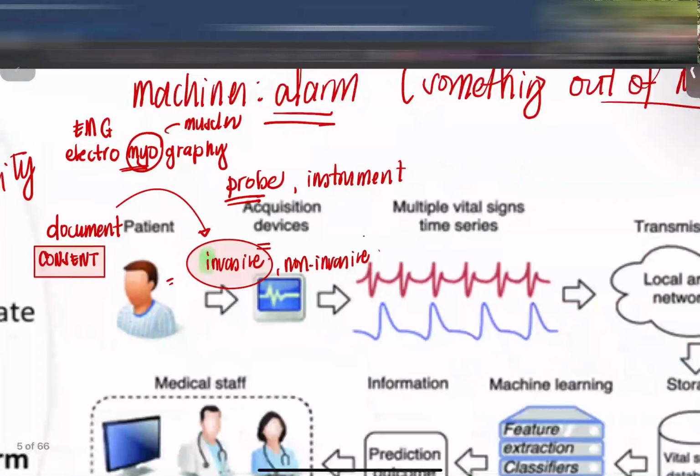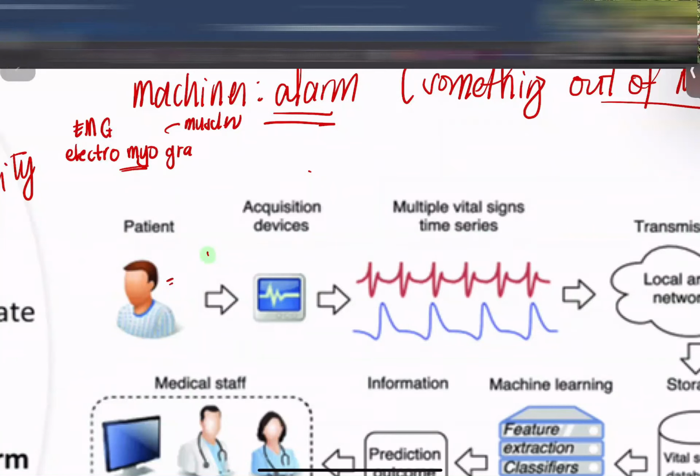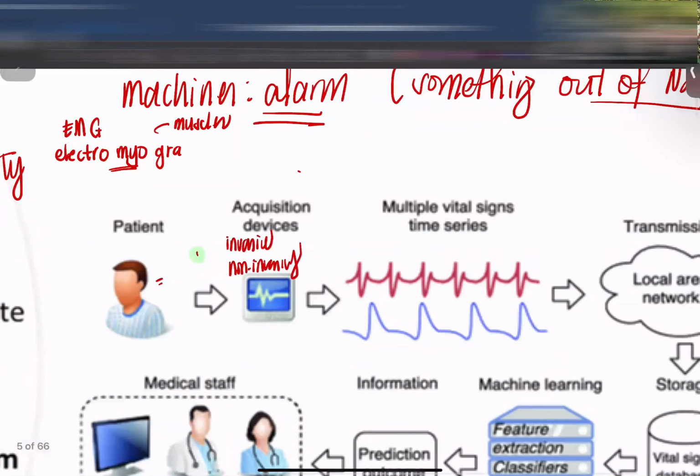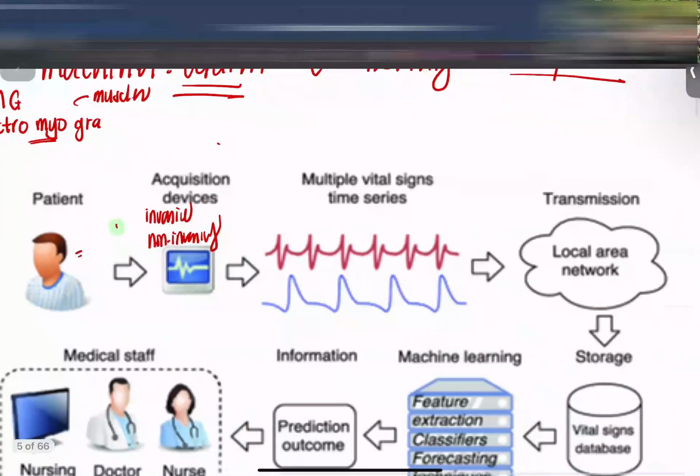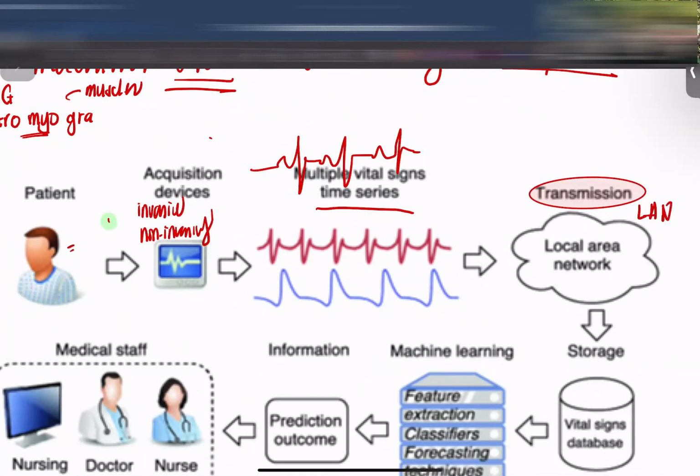From the patient, class, take note that there is an acquisition device. That acquisition device could be any machine or equipment, and as I've mentioned, it could be done invasively or non-invasively. From those acquisition devices, multiple data, such as your vital signs, are taken in a time series manner. Meaning, class, it continuously collects information and data. Once that data is collected, transmission will be done in your LAN. In your computer class, you're learning about your LAN. Your LAN is your local area network.